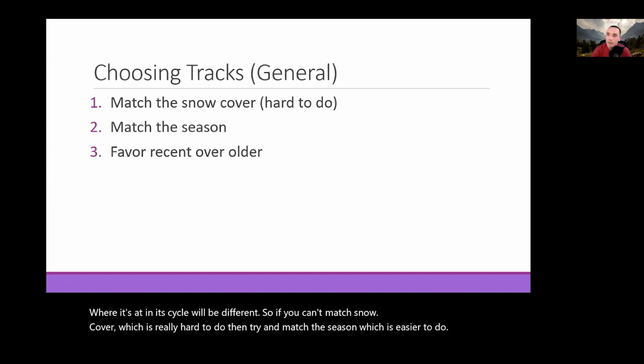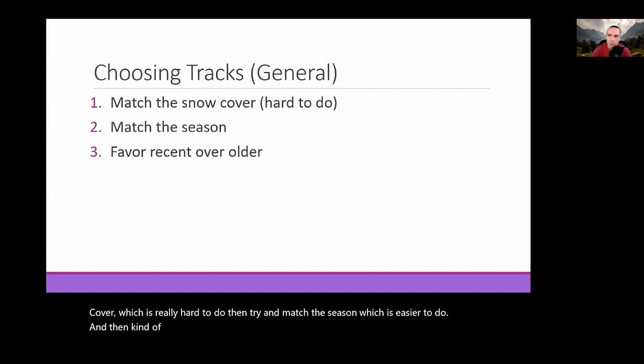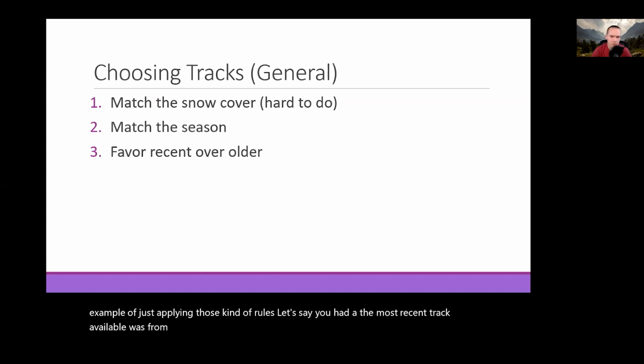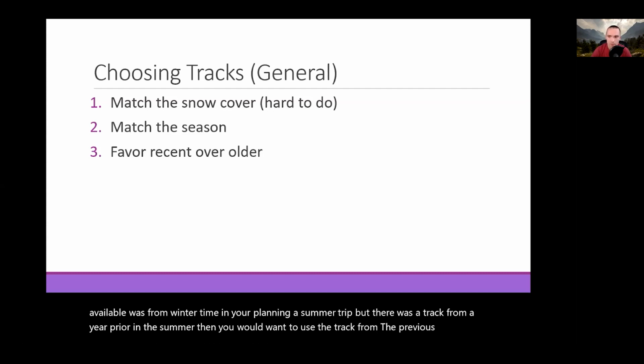And then the golden rule is to favor recent over older. To give a contextual example of applying those rules, let's say the most recent track available was from winter time and you're planning a summer trip, but there was a track from a year prior in the summer. Then you would want to use the track from the previous summer, not the track from winter.